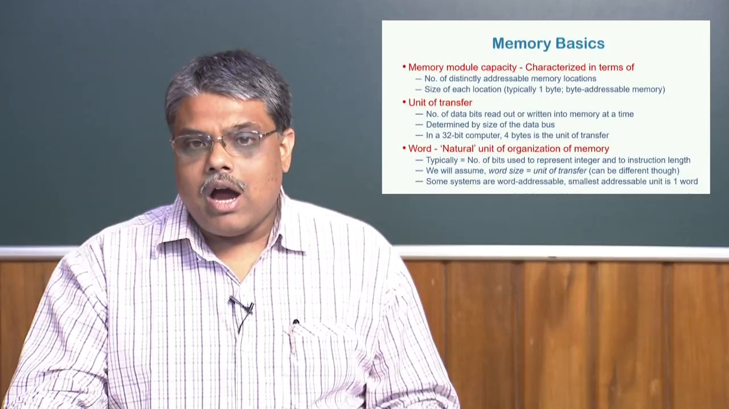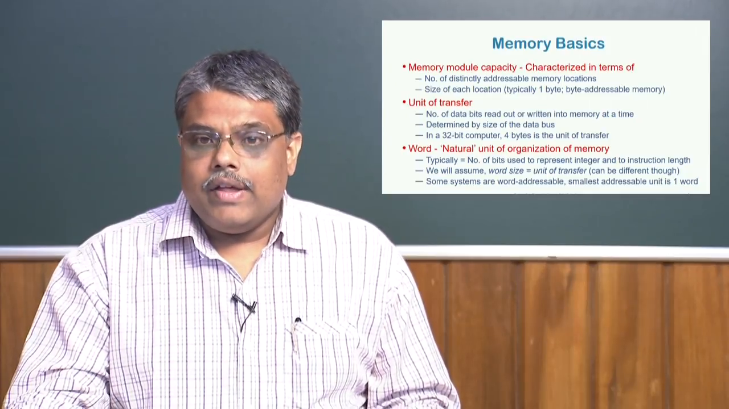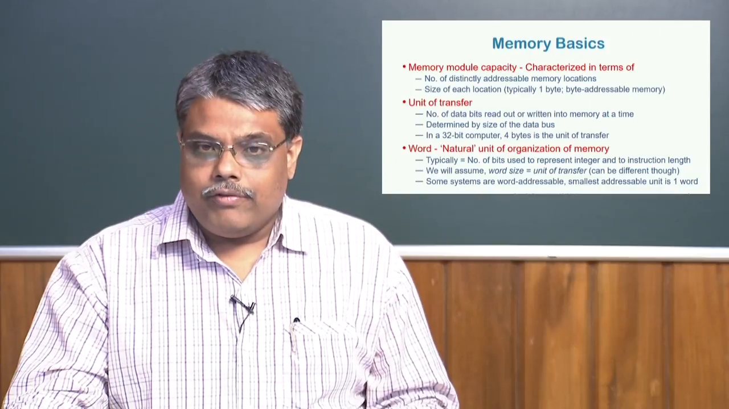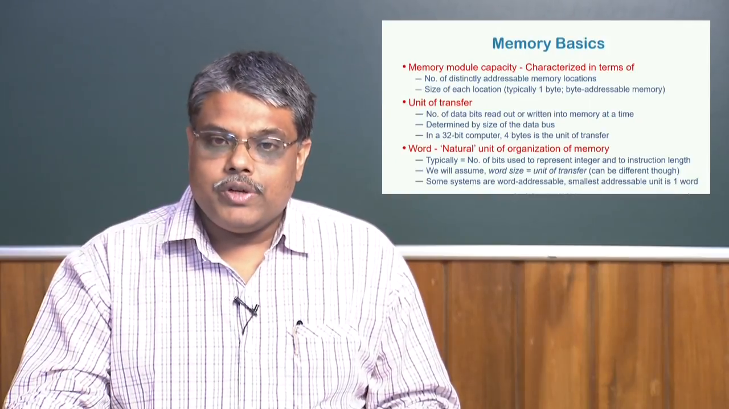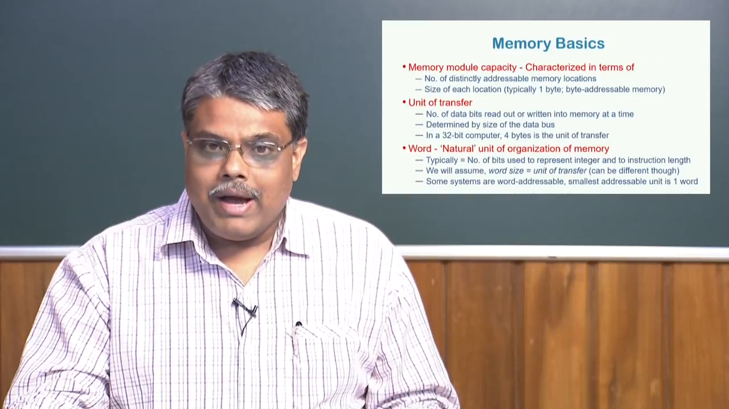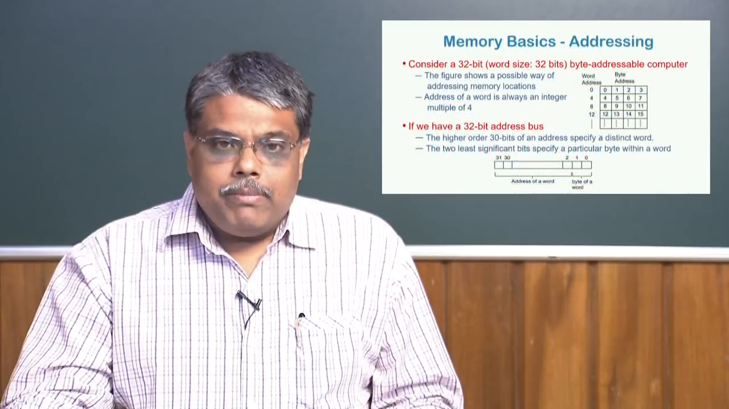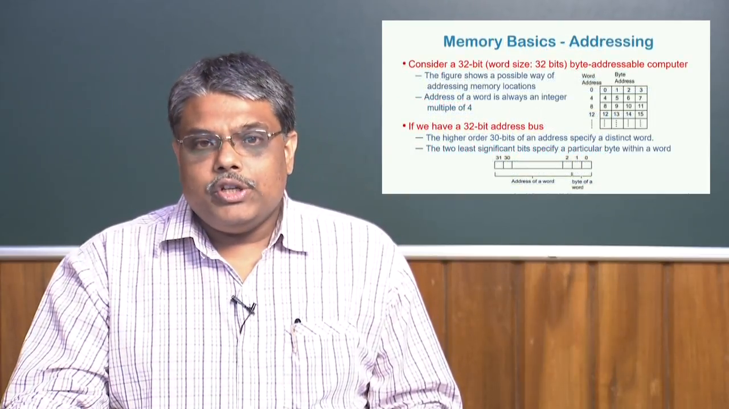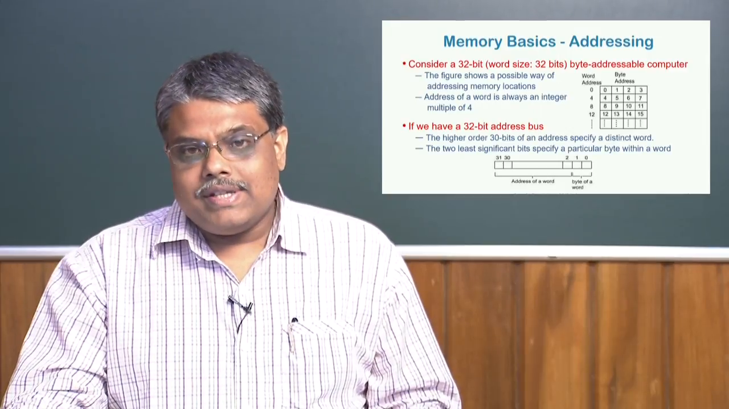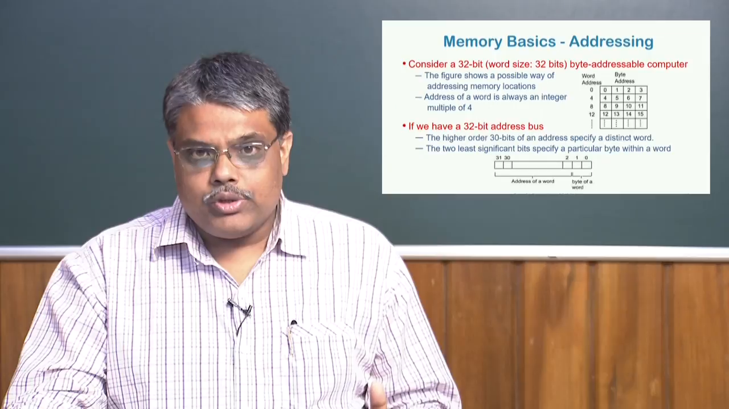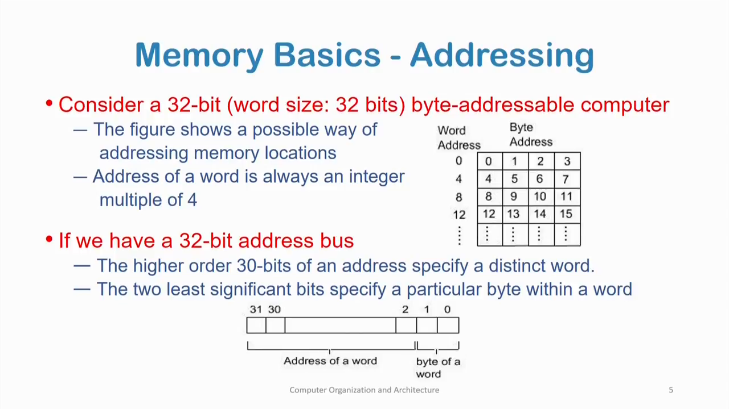Some computer systems are word addressable, as I said at the beginning, they are not byte addressable, and therefore, the basic addressable unit in these computers is one word. So, if one word is 4 bytes, the basic addressable units are in multiples of 4 bytes. Memory addressing. Consider a 32-bit memory. So, word size is 32 bits in my computer, unit of transfer equals word size equals 32 bits, and this computer is byte addressable. So, I can uniquely identify each byte in the memory. The figure shows a possible way of addressing memory locations.